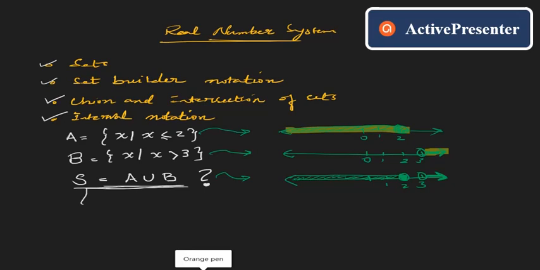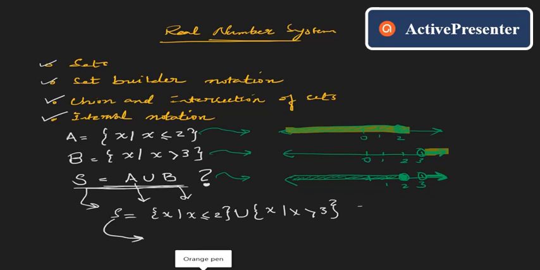Again, S equals the set of x. S equals A union B. What is A? A is the set of x such that x is less than or equal to 2, union B, the set of x such that x is greater than 3. This can be written differently also in the interval notation. Here it is the set builder notation.